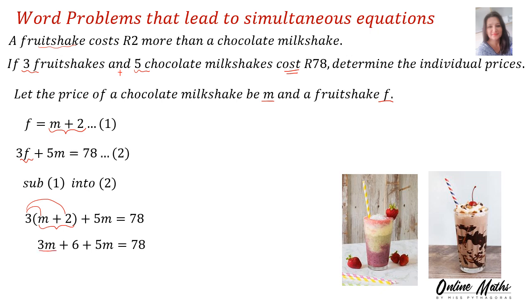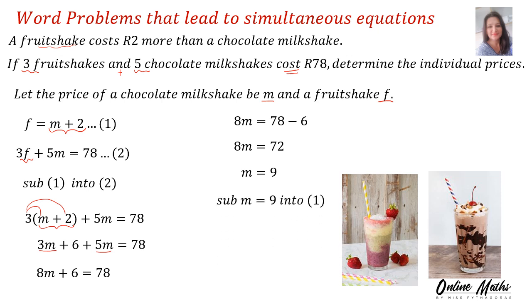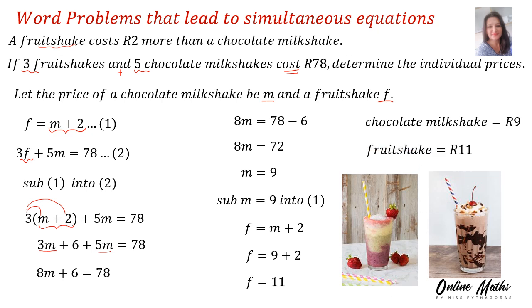We add our like terms. 3M plus 5M is 8M plus 6 is 78, and then 8M is 78 minus 6, 8M is 72. Divide away the 8, M is equal to 9. Then we substitute M is 9 into number 1. Number 1 was F is M plus 2. In M's place we substitute 9. Therefore, F is equal to 11. That means a chocolate milkshake's price is R9 and a fruit shake's price is R11.